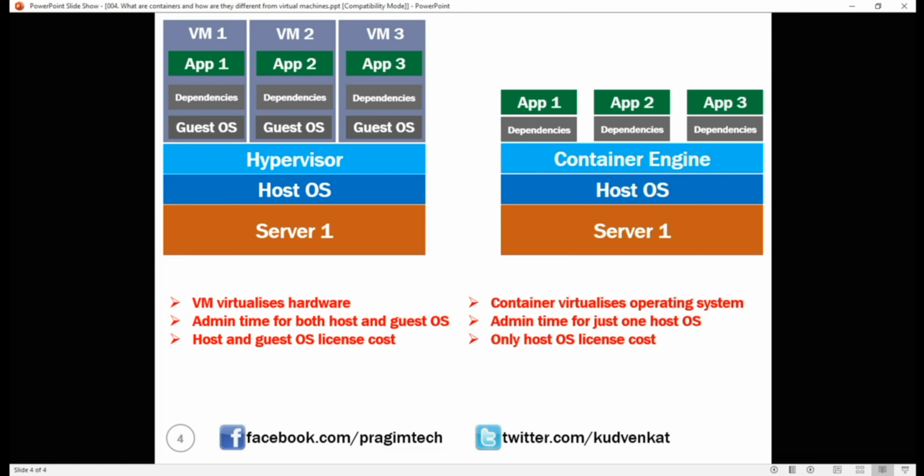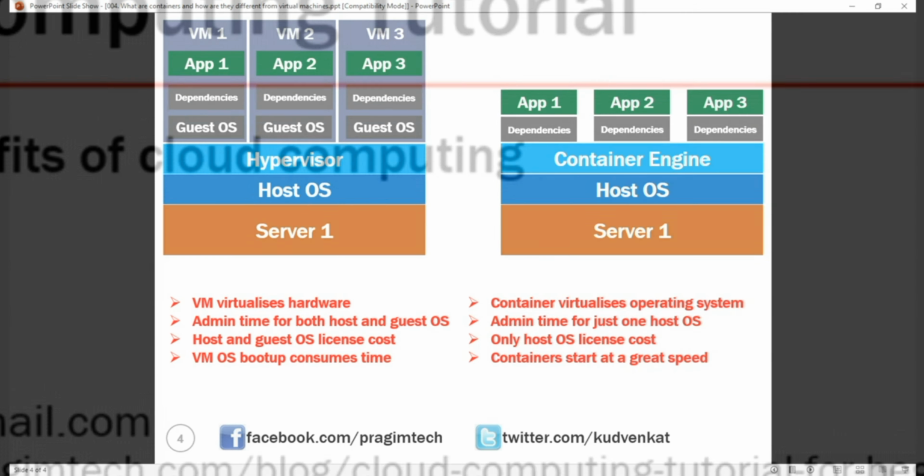A container is very small compared to a virtual machine. Since a container does not have its own operating system to boot up, it can usually be brought online in a very less time compared to booting up an entire virtual machine and its operating system. We'll see virtual machines and containers in action in our upcoming videos.